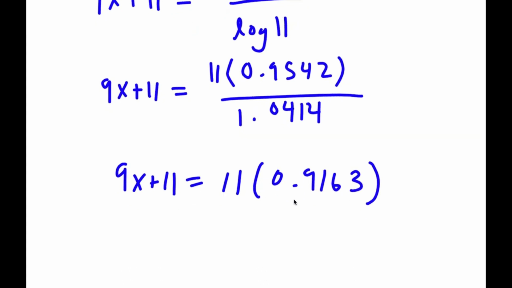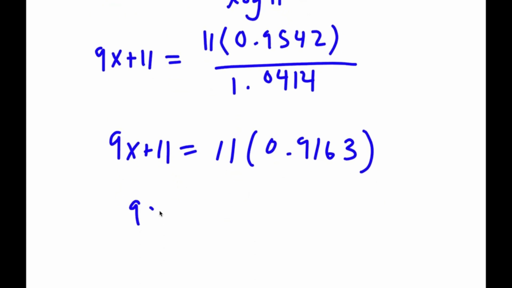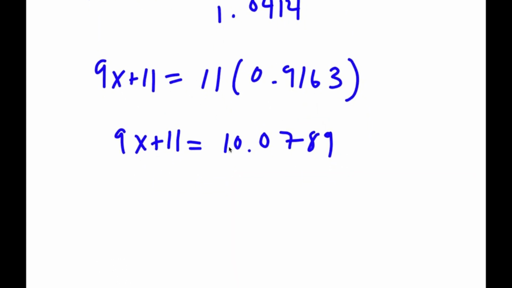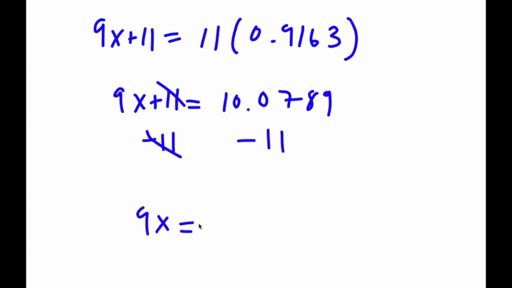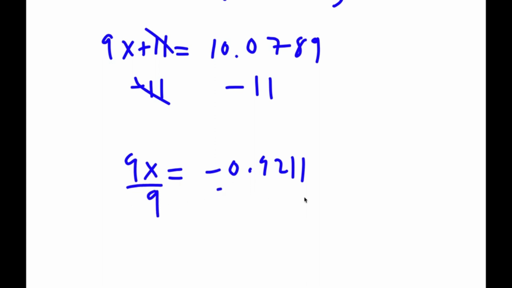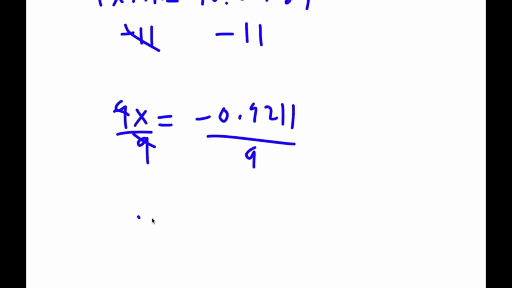And 11 times 0.9163, that's equal to 10.0789. So now we have a simple equation here. I'm going to start by subtracting 11 on both sides, and I get 9x is equal to 10.0789 minus 11, which is equal to negative 0.9211. And now if I divide both sides by 9, I get x is equal to negative 0.1023.